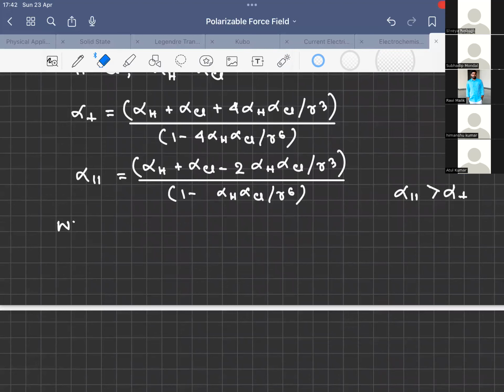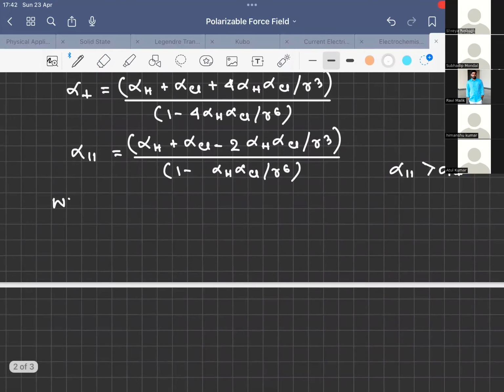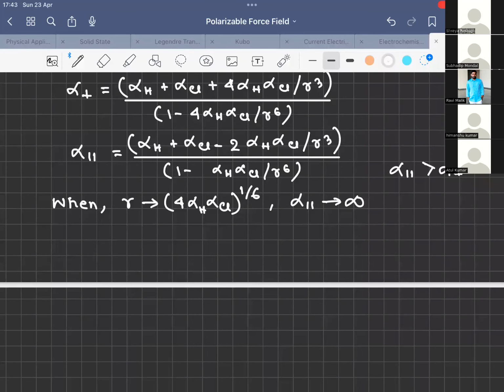Any more questions? Okay. There is one problem: if you look at these equations closely, when R, the distance between these two molecules, approaches a value like 4 alpha C to the power 1/6, then alpha parallel goes towards infinity. This is a major problem of the Applequist model, and it happens because of the cooperative interaction. The Applequist model uses this cooperative, head-tail interaction between two induced dipoles in the direction of the bond.